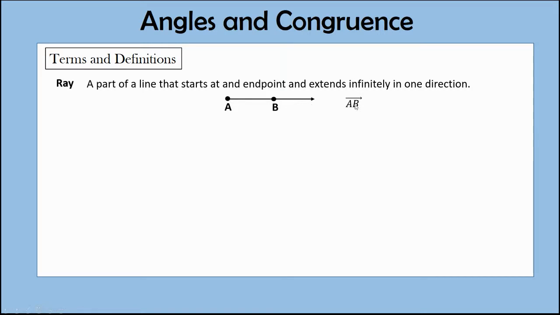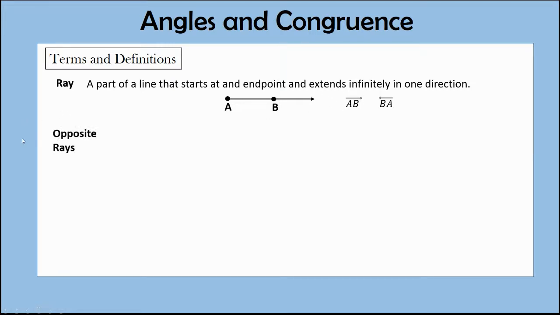Now we could call it ray BA and flip this around. That's still actually correct, but I would write it as it looks. You're starting left to right at A and going through B, so I'd start at A and go through B. They're both right, but this is probably the most clear way to do it.